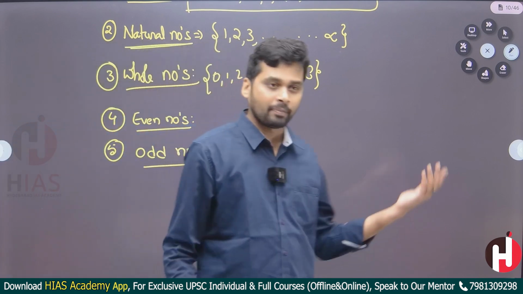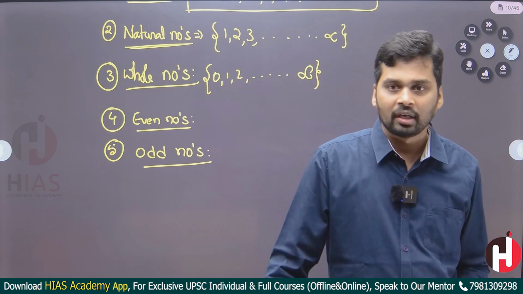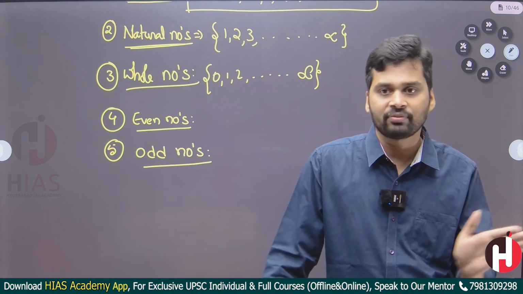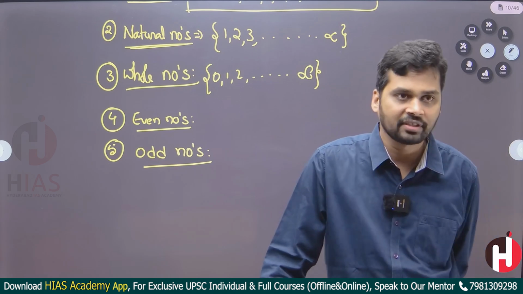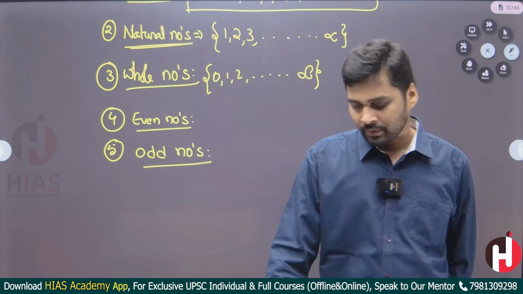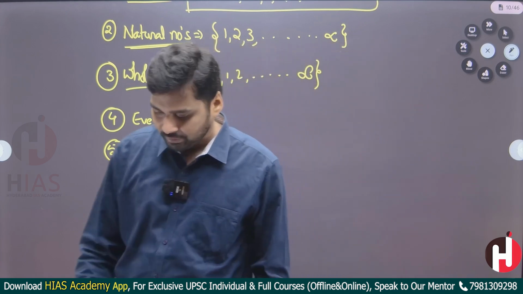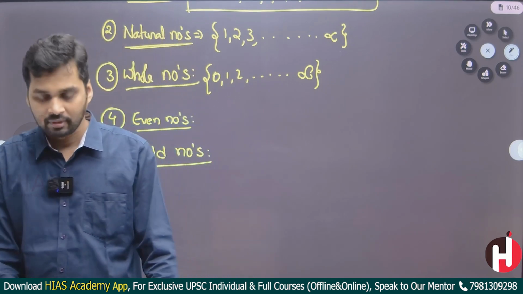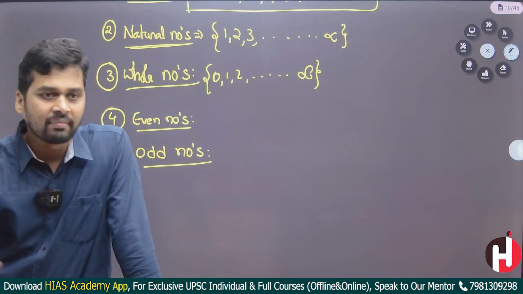The numbers which are not perfectly divisible by 2 are called odd numbers. 1, 3, 5, 7, -1, -3, -5, -7, all these numbers are odd numbers. So 0 is an even number, that you should remember. 0 is an even number. 1, 3, 5, 7, all these numbers are odd numbers.